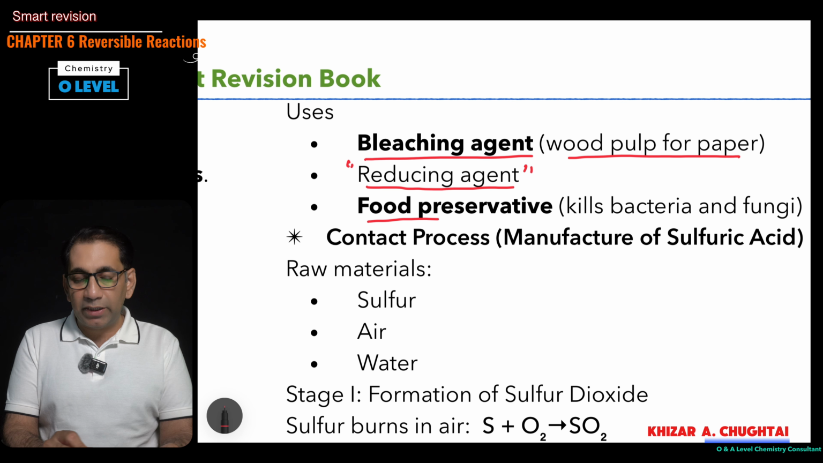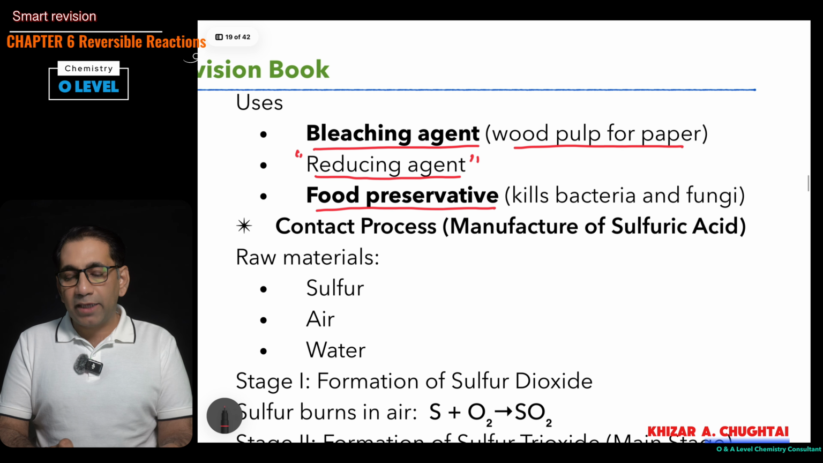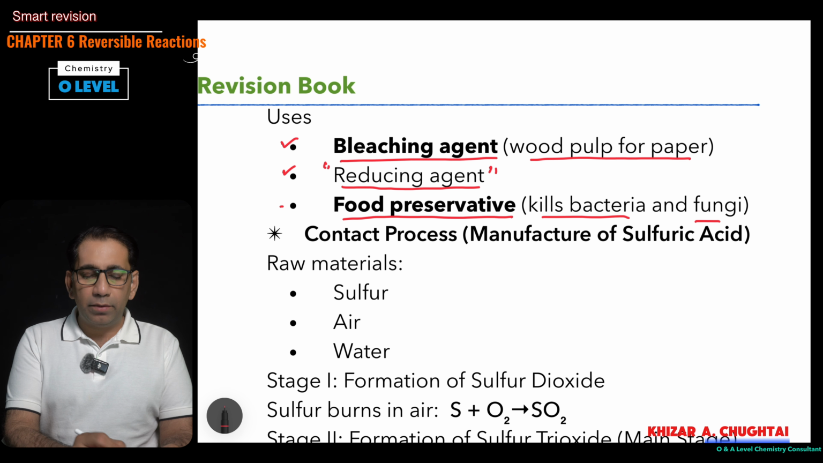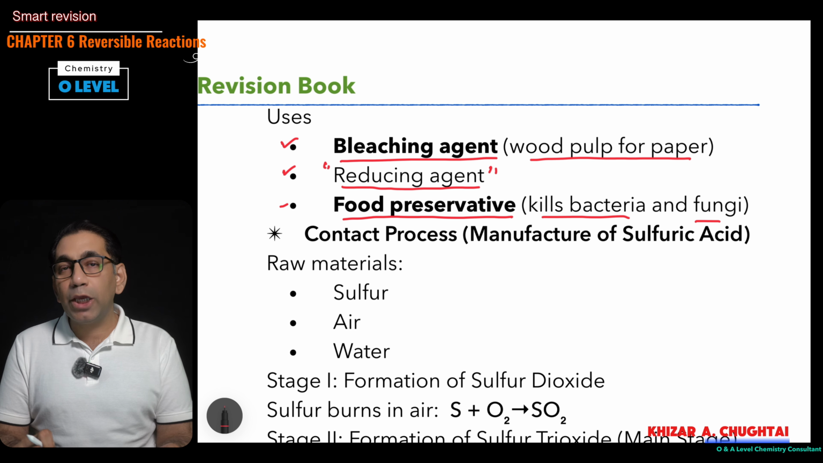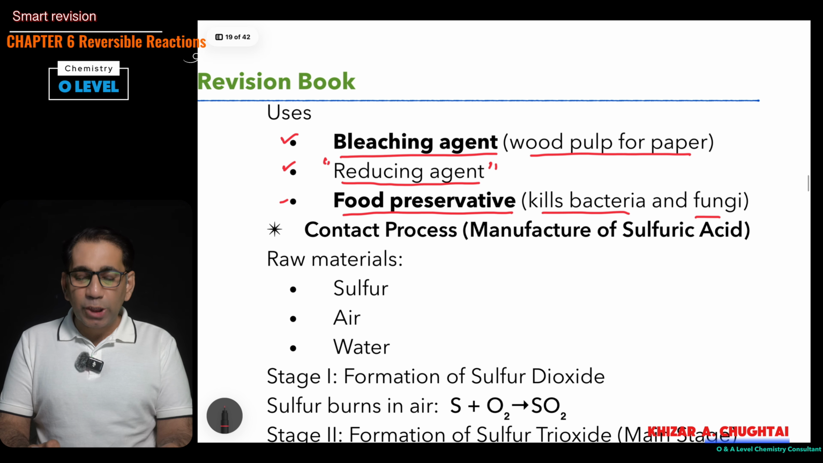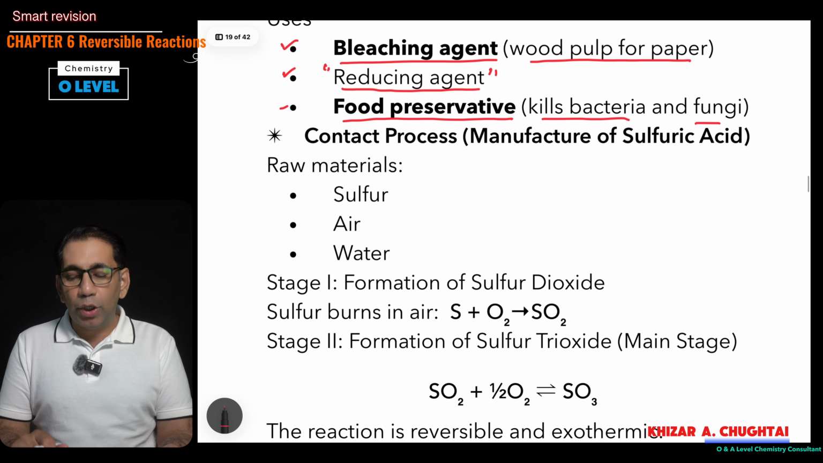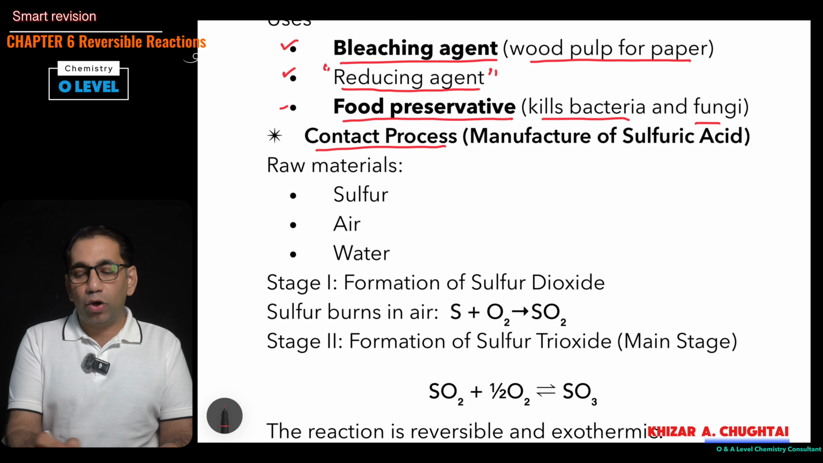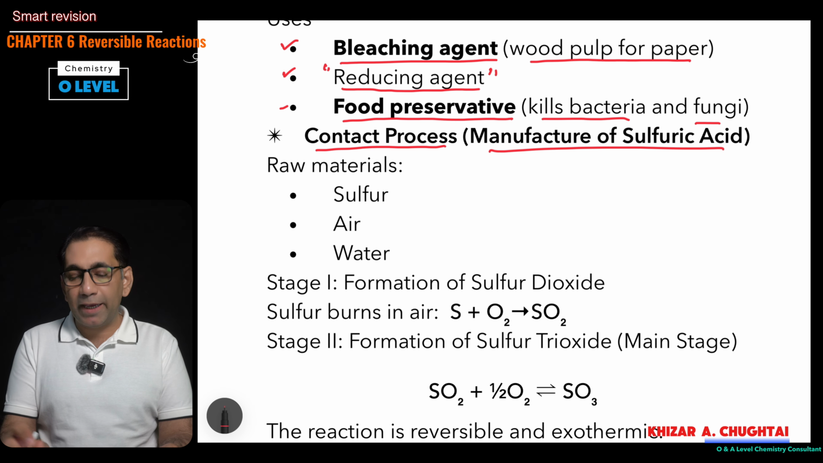The third function is that it is used as a food preservative. It kills bacteria and fungi. So overall, there are a maximum of 3 main uses of SO2 that you should keep in mind. Next, we are going to use SO2 to make sulfuric acid, and this process is called the contact process.